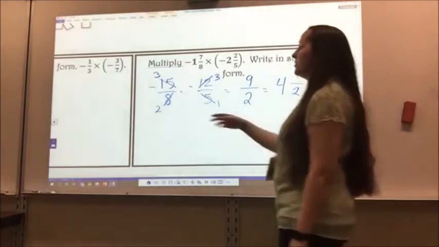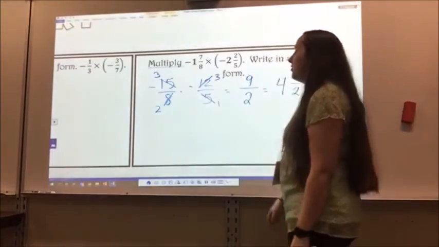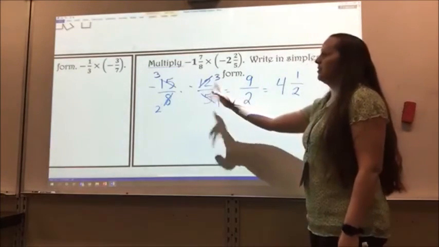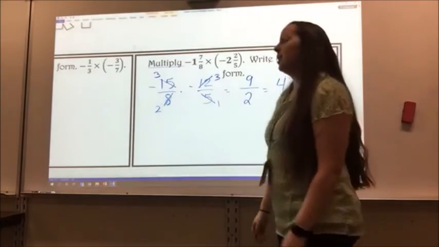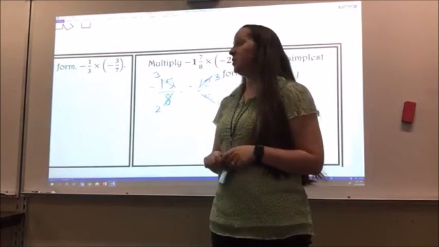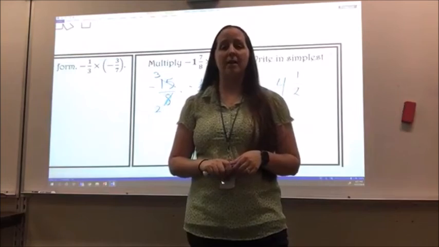You can also multiply negative 15 times negative 12 and 8 times 5. You'll still get 4 1/2. That way I'm just not dealing with large numbers. It's up to you, completely up to you, whichever way you'd like to do it. Right? So that is the end of chapter 4, lesson 6.